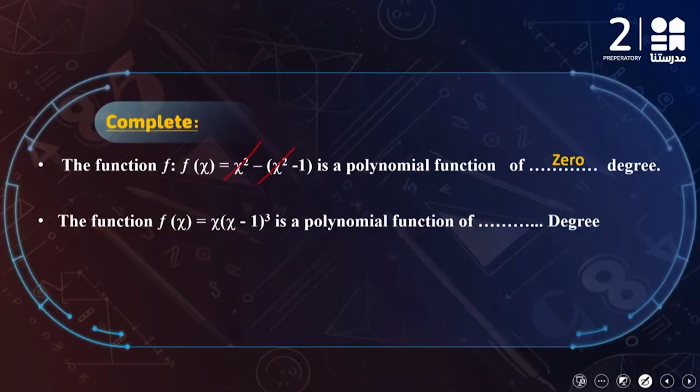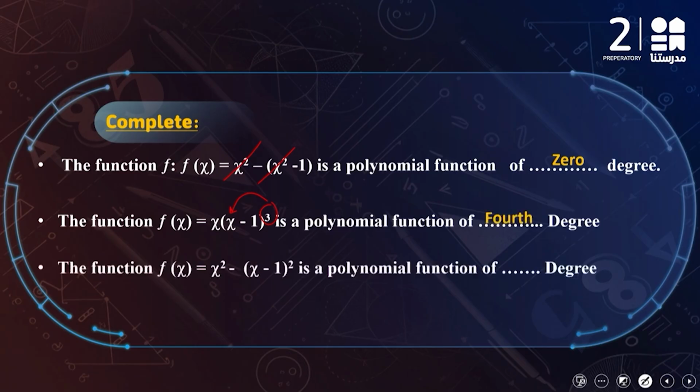Now with number 2, the function f of x equals x times x minus 1 all to the power 3 is a polynomial function of which degree? Here you can distribute, if you expand this bracket, power 3 on x, that means it will be x power 3. If you multiply it by x, you will get x power 4. And this is the highest power if you expand this problem. So it will be of the 4th degree.